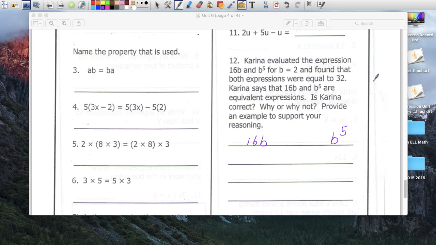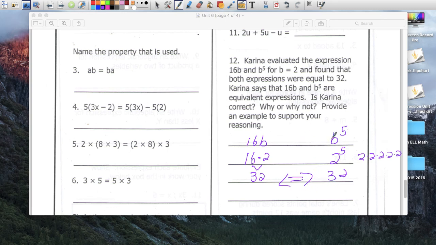Can they equal the same thing? Maybe. Let's find out. So b equals 2. So instead of b, I'm going to write 2. So it's 16 times 2, and 16 times 2 is 32. So the value of this expression when b is 2 is 32. Over here, instead of b, I'm going to write 2 to the 5th power. And 2 to the 5th power is 2 times 2 times 2 times 2 times 2, which is 2, 4, 8, 16, 32. So both expressions equal 32.